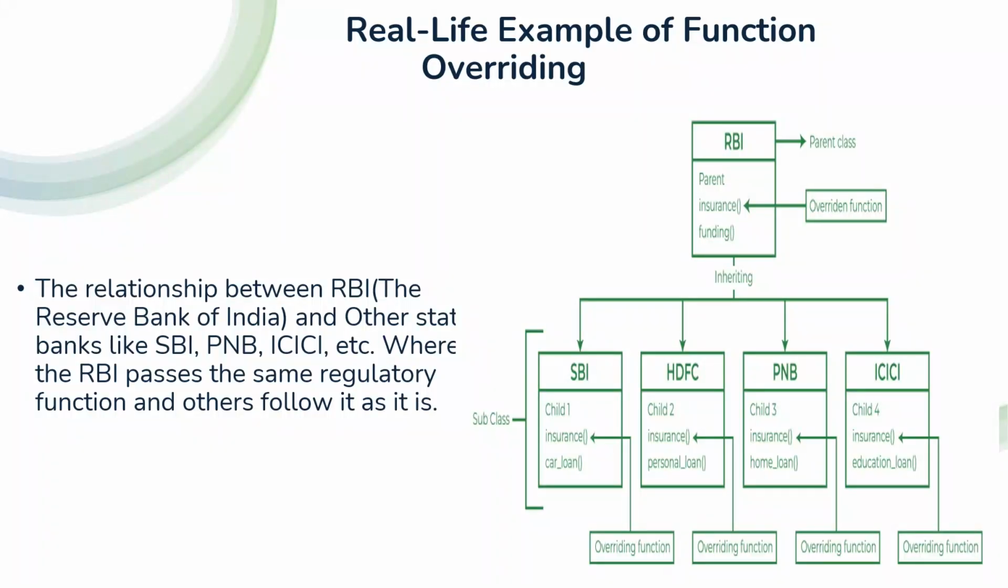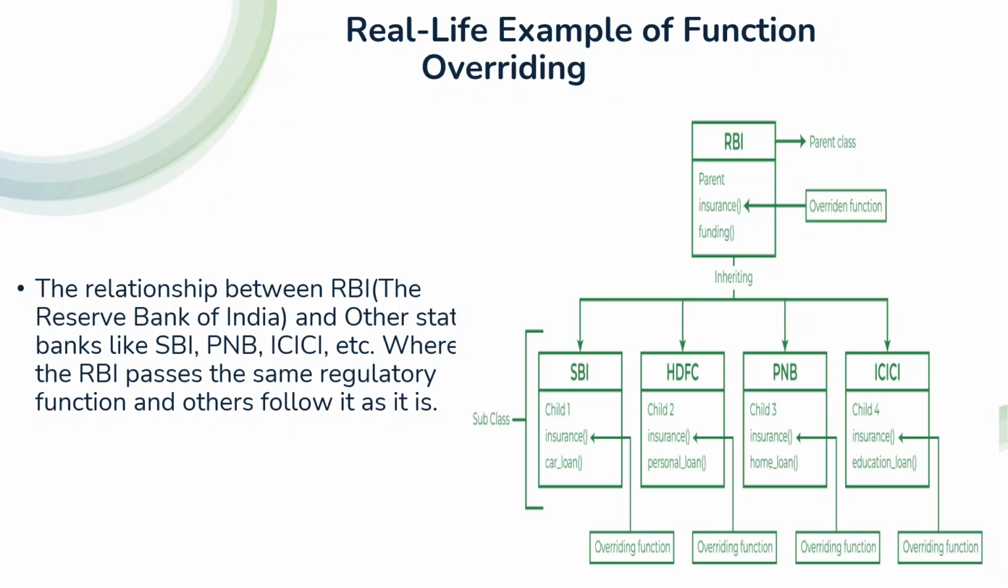Now, let us see real-life examples of the functions. Here we have the relationship between the Reserve Bank of India and other banks like SBI, PNB, ICICI, where the Reserve Bank passes the same regulatory functions to the others. The Reserve Bank of India is the parent class, and the subclasses are the child classes. The parent class has two main functions, insurance and funding. The child classes, the many banks like SBI, HDFC, PNB, ICICI Bank, have the same functions, insurance and car loan.